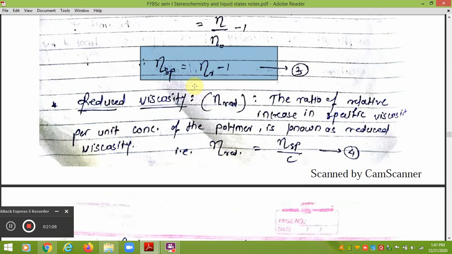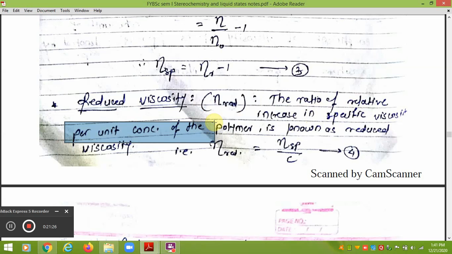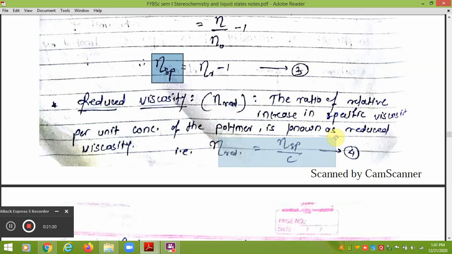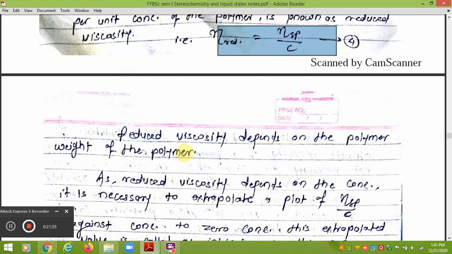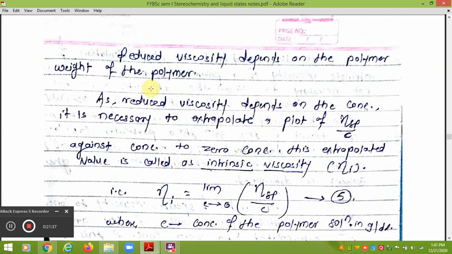So from the specific viscosity we are also able to get the value of reduced viscosity, and this reduced viscosity is the ratio of relative increase in specific viscosity per unit concentration. It means that whenever the specific viscosity is divided by the concentration, we get the reduced viscosity. It's very important.